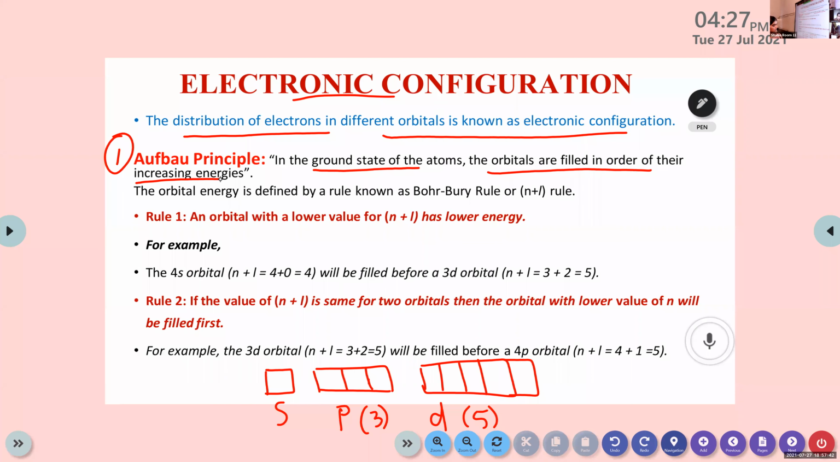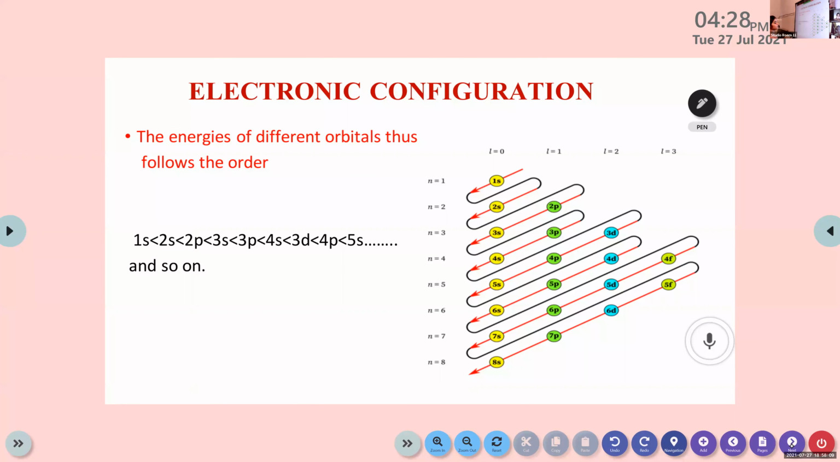I will show the example. In the ground state of the atoms, the orbitals are filled in order of their increasing energies. The orbital energy is defined by a rule known as the Bohr-Bury rule or the n plus l rule. You can skip this part, okay? First, we can learn this Aufbau principle. According to this Aufbau principle, there is one order for the increasing energies.